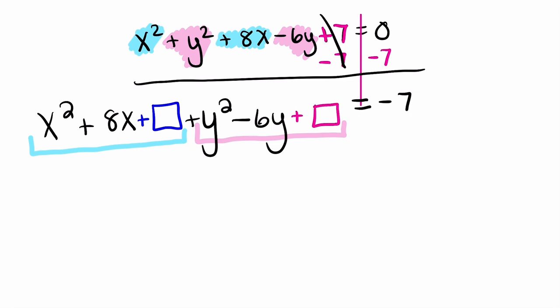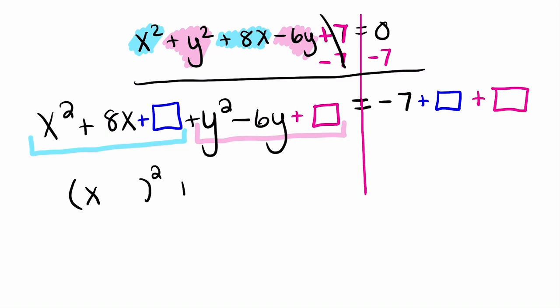Now, what's really important to remember is you just can't add things to one side of an equation. So if you're going to be adding a number in that blue box, and a number in that pink box, you need to make sure you're adding that same number to the opposite side of the equation so it remains balanced. Okay, so we're just going to put those boxes there to remind us whatever we add to the left, we add to the right. Now, I want you to think of that center radius form. We know that this is going to be x with some number squared plus y with some number squared, okay?